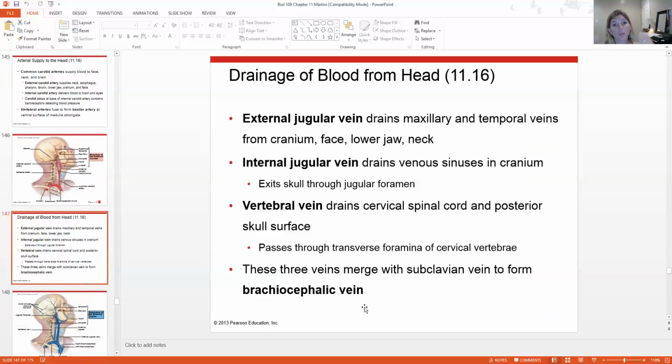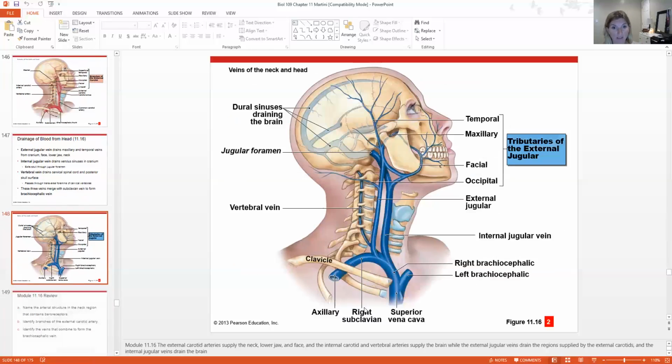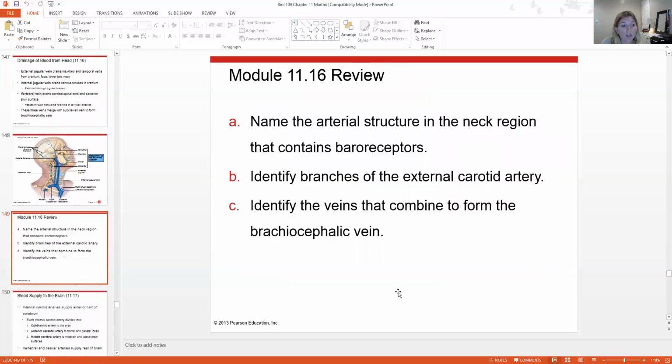Then all of the brain blood, so to speak, is all drained from the head. You have external jugular, internal jugular, and vertebral vein all coming back down into the brachiocephalic vein. And that brachiocephalic vein is going to drain right back into that superior vena cava. You can pause the video here, go back and review.